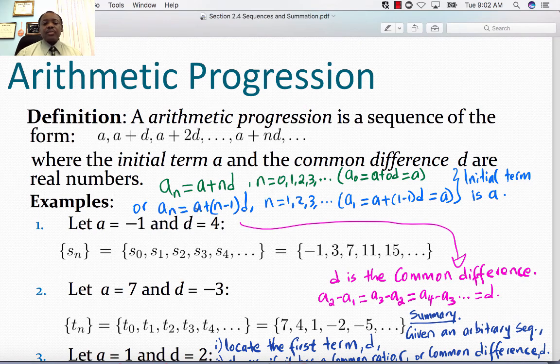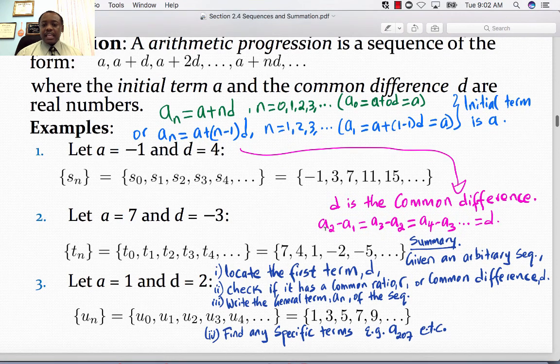Okay? A is known as the initial term, and d is the common difference. So how do I find d? Well, just subtract consecutive terms. So we have here that a2 minus a1 must be the same as a3 minus a2, must be the same as a4 minus a3, and all of that would be d. That is our common difference.